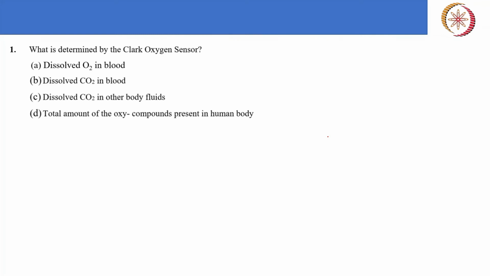Okay. So the first question is: what is determined by the Clark oxygen sensor? Dissolved oxygen in the blood, dissolved CO2 in the blood, dissolved CO2 in other body fluids, or the total amount of compounds present in the human body. If people can answer, write in the chat box.